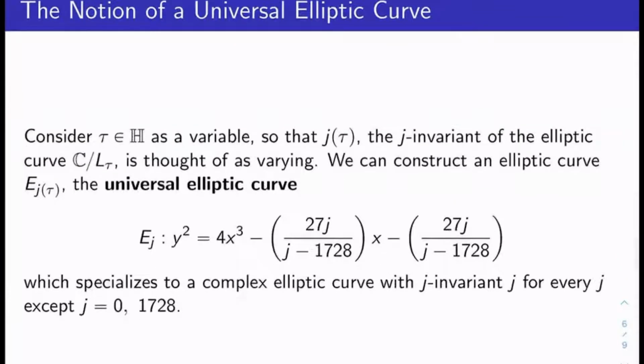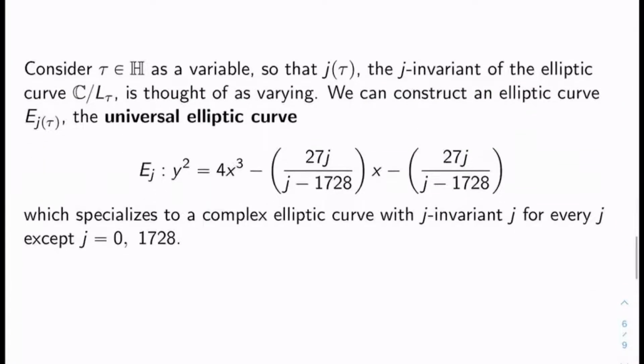Let's talk about universal elliptic curves briefly. Let's consider tau in the upper half plane as a variable, so that J of tau, the J invariant of the elliptic curve associated to the lattice L sub tau, is thought of as varying. As tau changes, I want to think of the J invariant as changing.